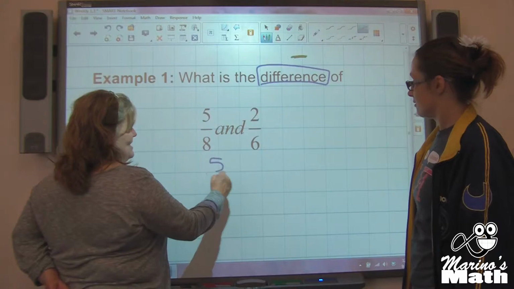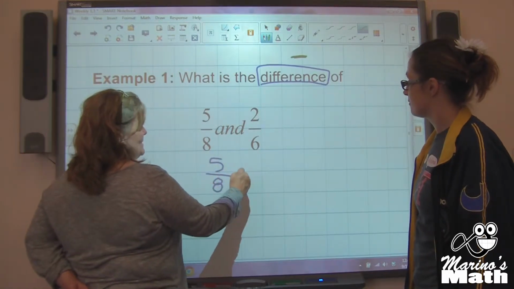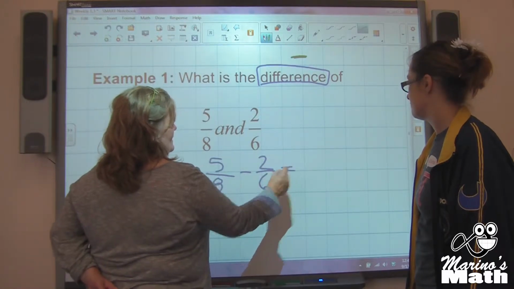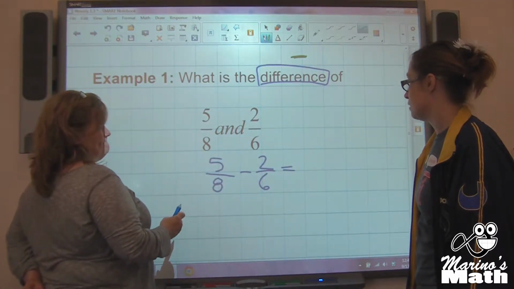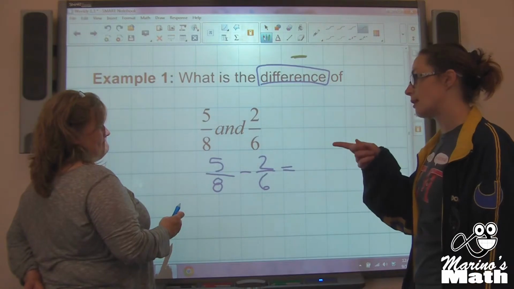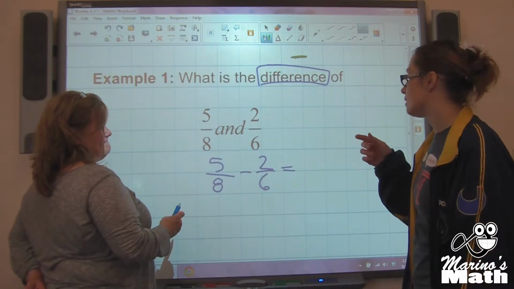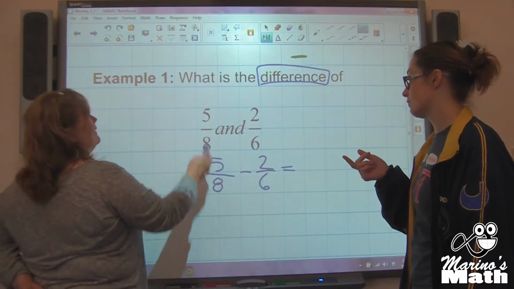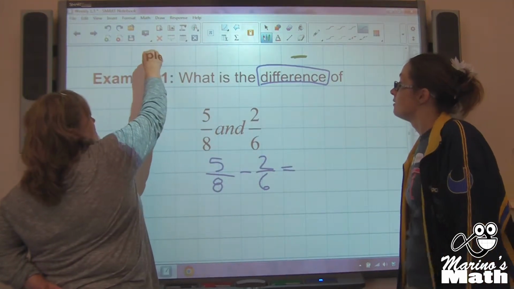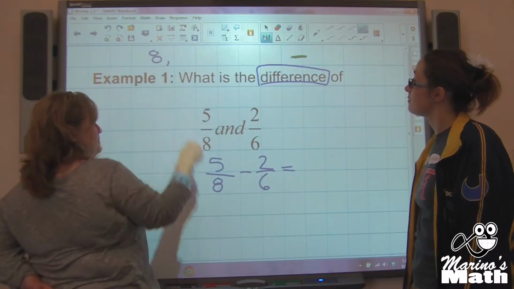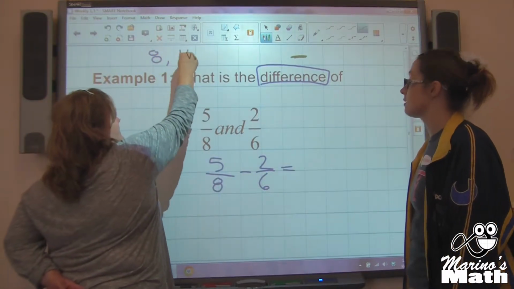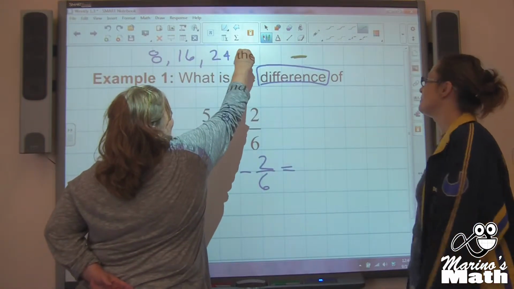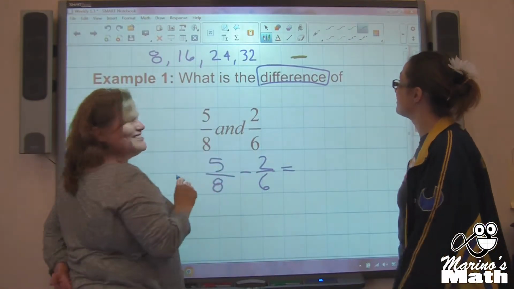All right. 5/8 minus 2/6, and it will equal something eventually. I think we got to start out. Remember last week? We took our bigger denominator and we found the multiples of it. That's right. We called it skip counting or multiples. So the bigger one's 8, so we'd say 8, 16, 24, 32.